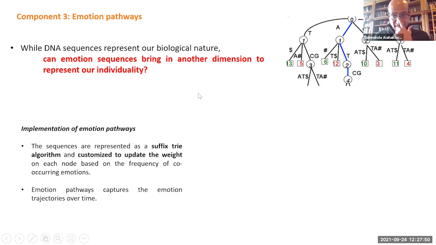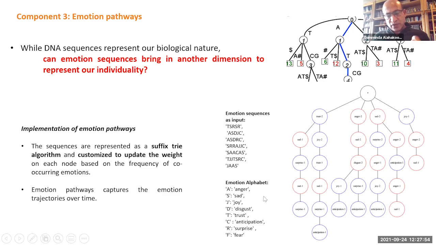So those are interesting questions and possibilities that come out of this research. So what we've done here is that we have used the emotion alphabet. This is the 8 emotions, similar to the ACTG in the gene sequences, and generated emotion sequences. And this is an example of such pathways. You can have the blue and the red showing the positive and the negative emotions.